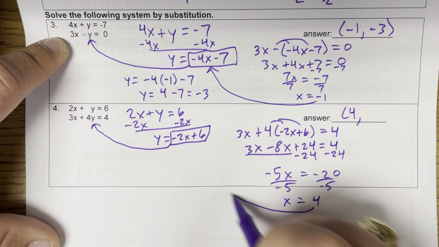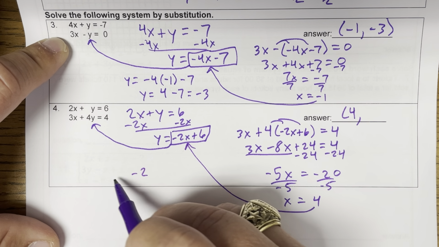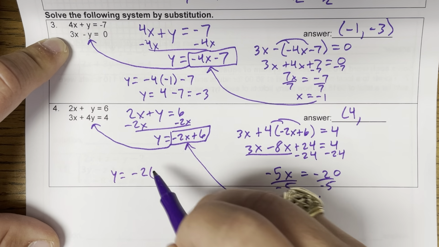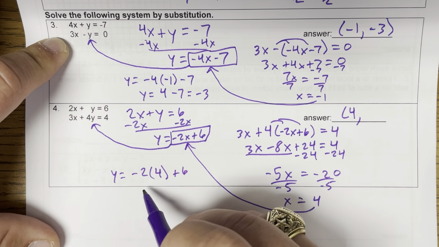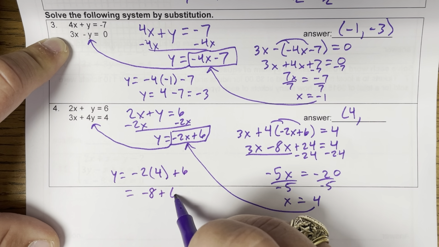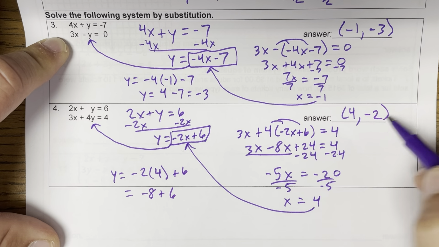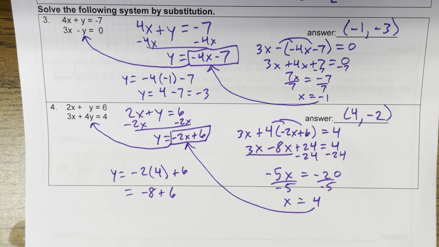And then we'll take that 4 and plug it into the x. And so -2 times 4 plus 6. -8 plus 6, which is -2. All right.